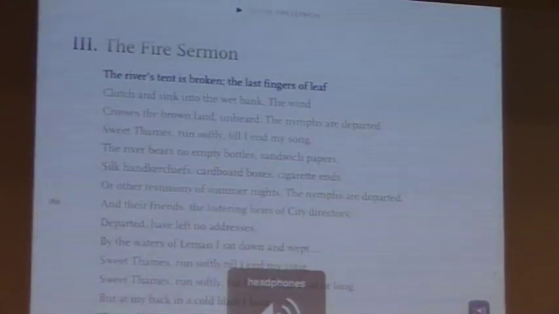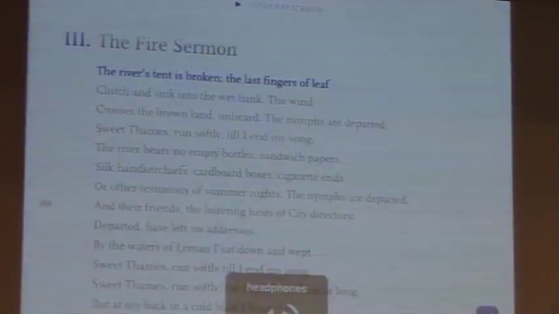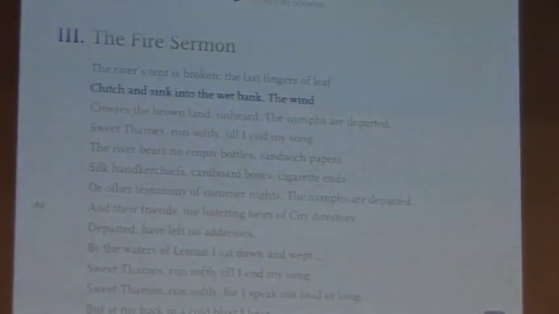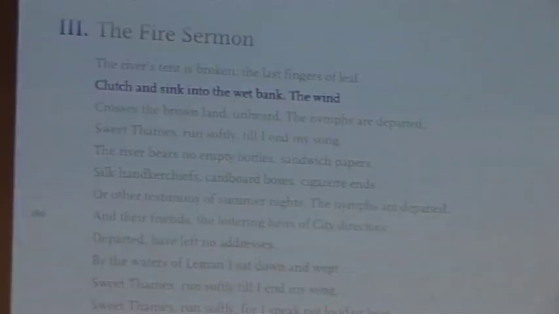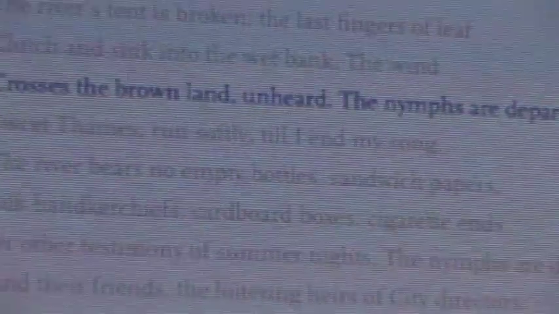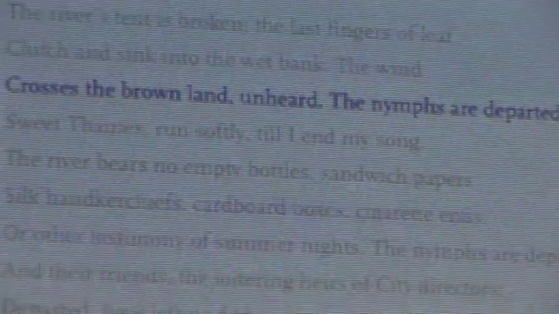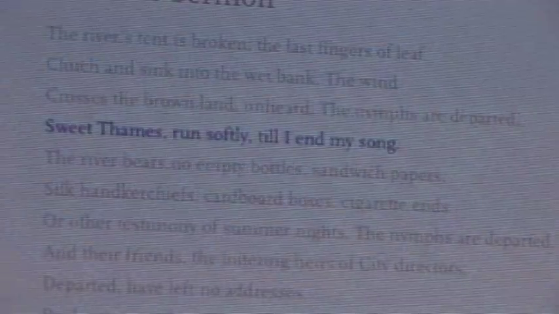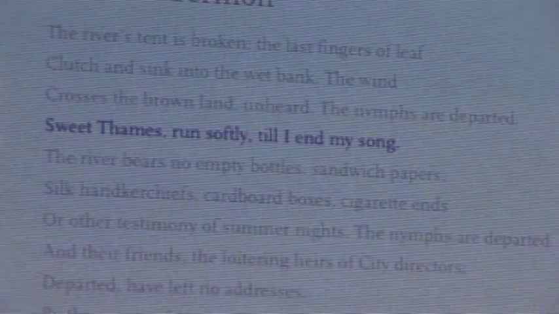The river's tent is broken. The last fingers of leaf clutch and sink into the wet bank. The wind crosses the brown land unheard. The nymphs are departed.